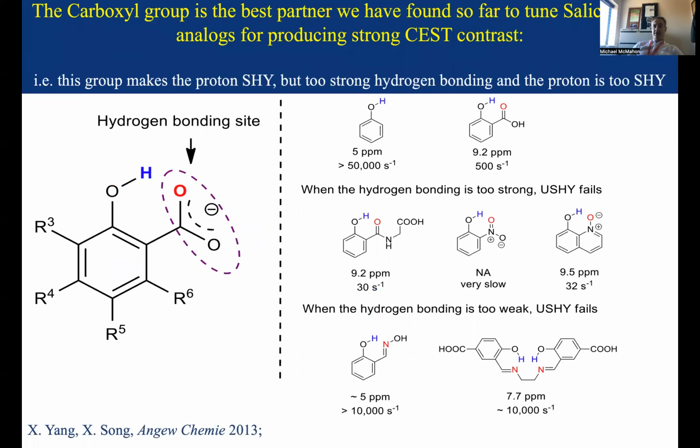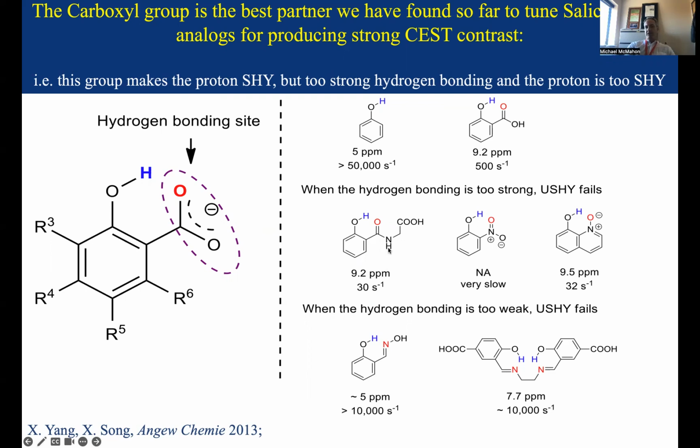And then we discovered that we could tune it even further by having an intramolecular hydrogen bond, such as found in the salicylates. So in this case, what we looked at is if you just look at the phenyl OH, it resonates at about 5 ppm and the exchange is extremely fast. The moment you put this carboxylic acid adjacent to the OH on the ring, you see a nice prominent peak at 9.3 ppm-ish, and the exchange drops down by a factor of 100 to about 500 times per second.